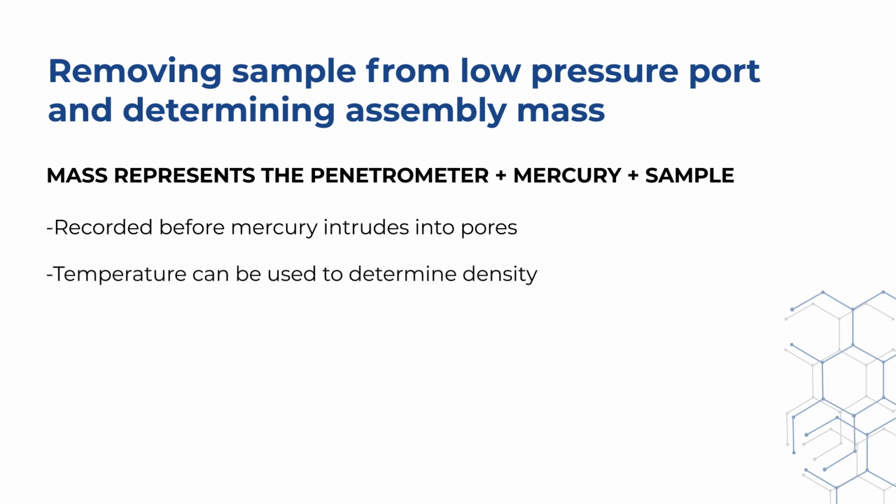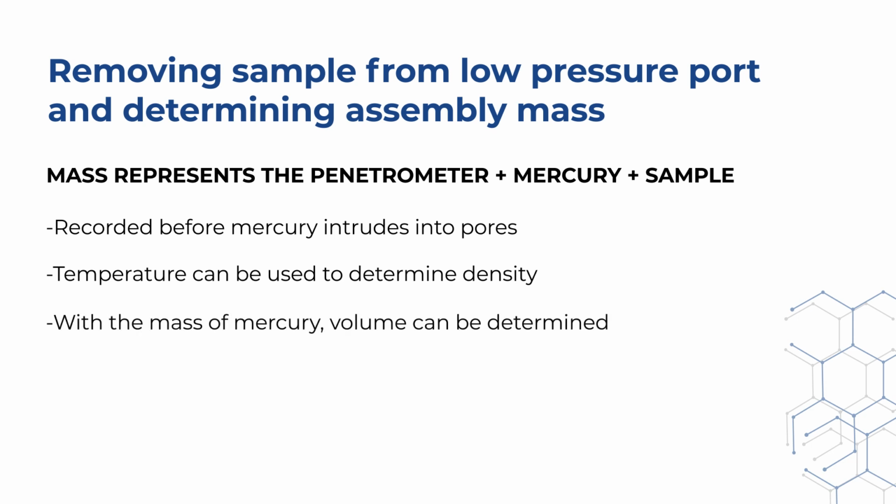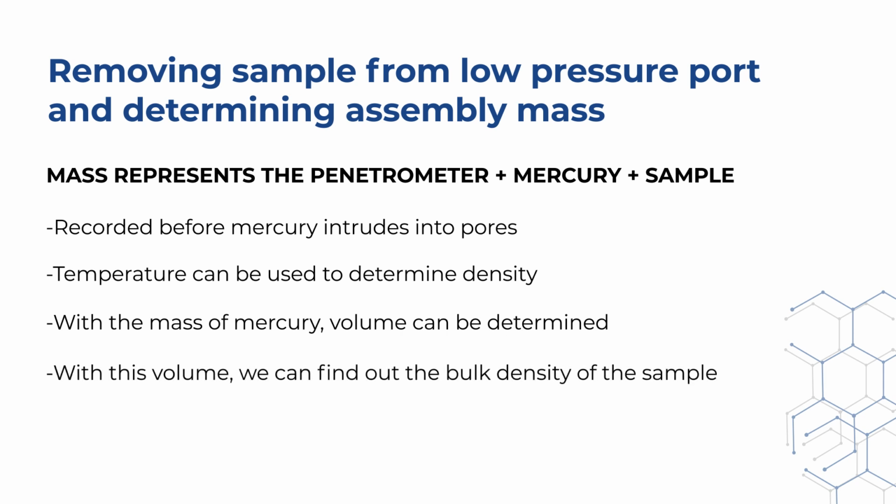The temperature of the mercury can be used to determine the mercury density, and with the mass of mercury surrounding the sample, the mercury volume can be determined. Knowing the calibrated empty penetrometer volume and the mercury volume surrounding the sample, the volume of mercury displaced by the sample prior to intrusion is the bulk volume of the sample. Along with the sample mass, this allows calculation of the bulk density of the sample.